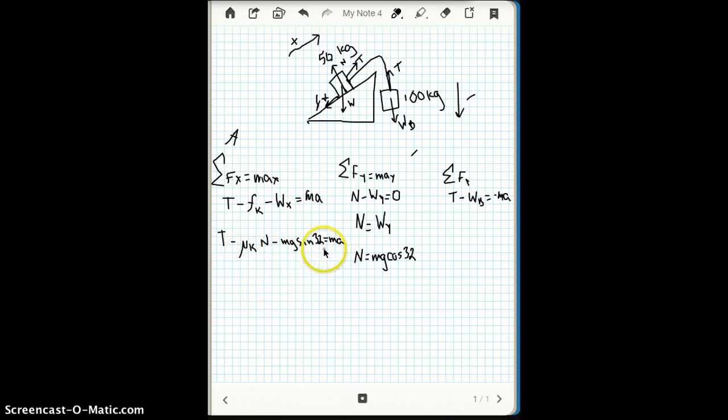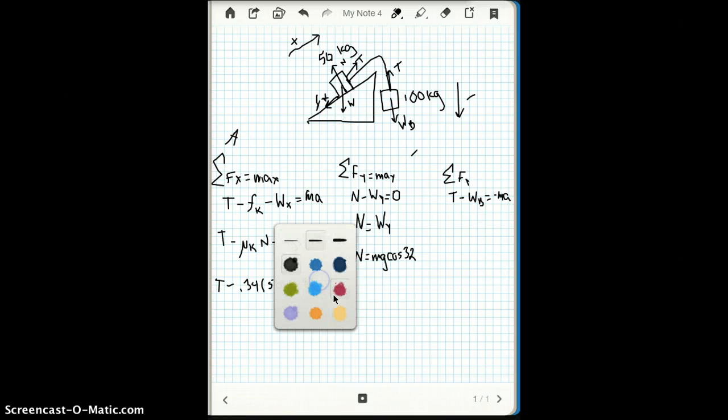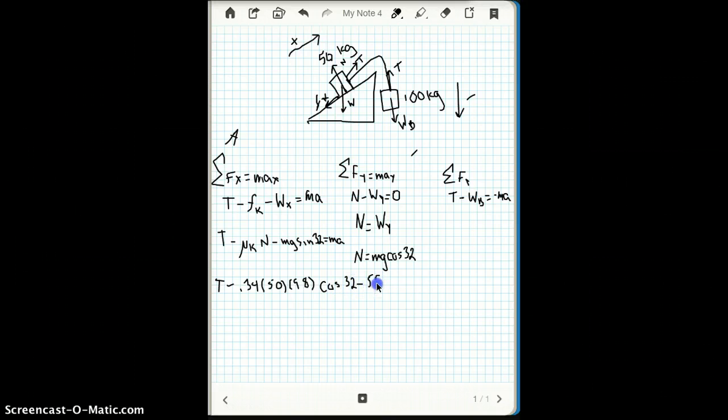You're going to plug in all your numbers. You know everything except for T and a, so you're going to get a simultaneous equation in terms of T and a. So just to make sure, we get T minus 0.34 times 50 times 9.8 times the cosine of 32, minus 50 times 9.8 times the sine of 32 equals 50a.